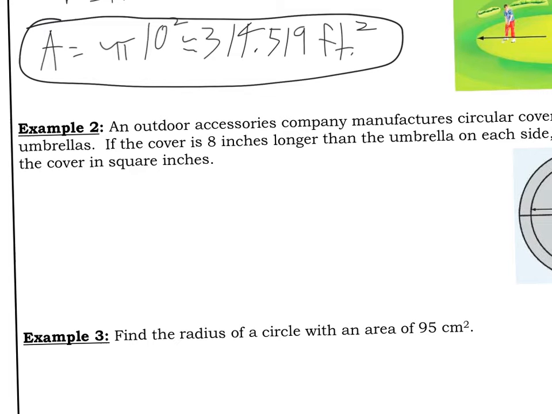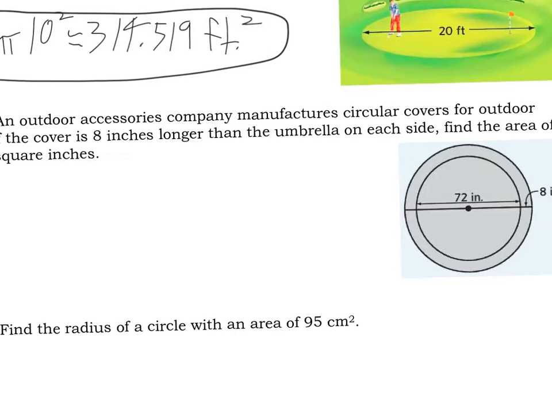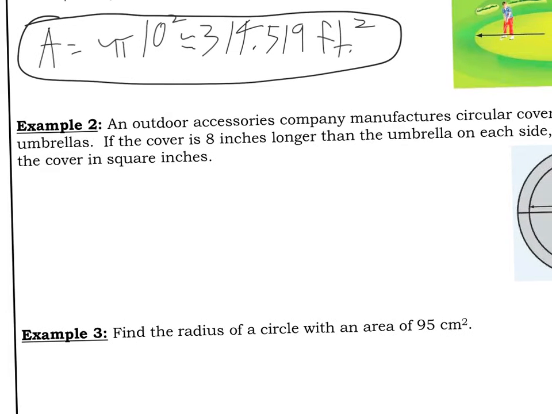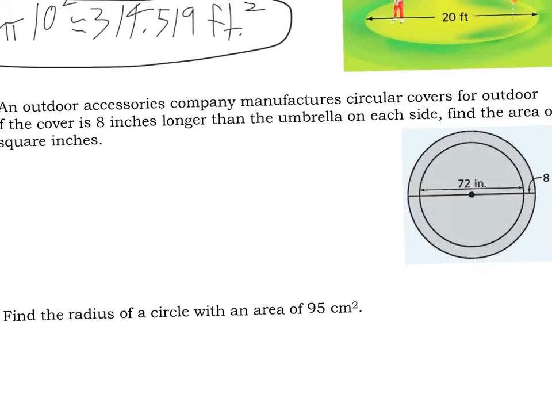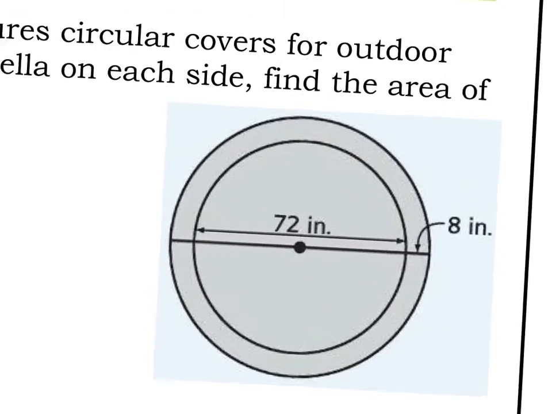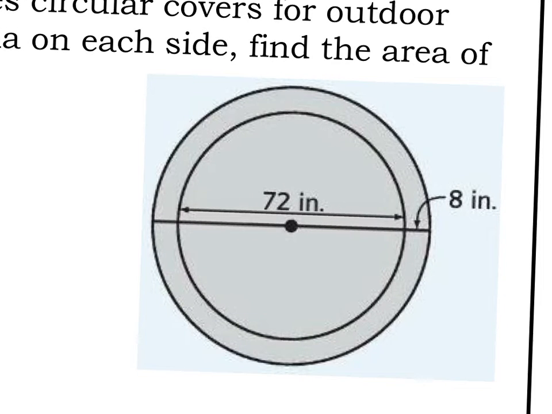So, an outdoor accessories company manufactures circular covers for outdoor umbrellas. If the cover is 8 inches longer than the umbrella on each side, find the area of the cover in square inches. Okay, so this is 72 inches all the way across. I'm looking for the cover, which is on the outside. So if this is 72 inches all the way across, then the radius of this is 36 inches. And that means the radius of the cover is 36 plus 8, which is 44 inches.